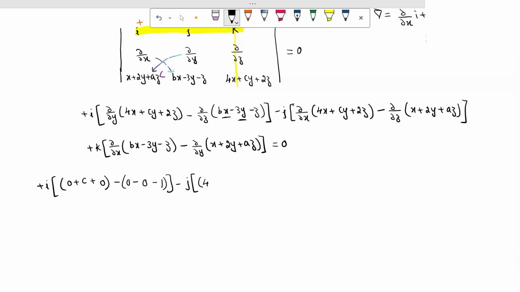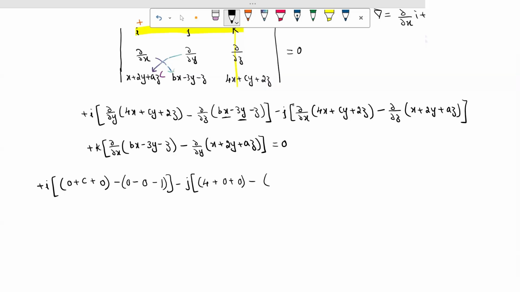So you have 4 times the derivative of x with respect to x, which will be 1. 4 times 1 will be 4, plus here y is a constant, derivative will be 0, plus z is a constant, derivative will be 0, minus.